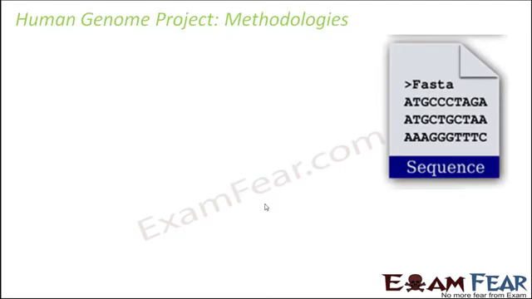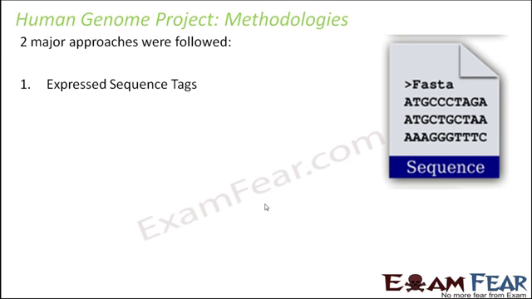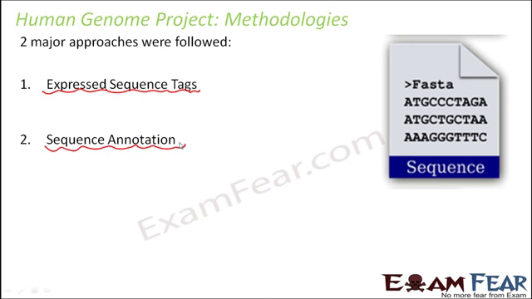So let us look at the various methodologies which were followed during the Human Genome Project. Two major approaches were followed. One was the expressed sequence tags, often abbreviated as EST. Expressed sequence means those sequences of DNA which expressed themselves. The next one was sequence annotation. So let us understand what each of them is.